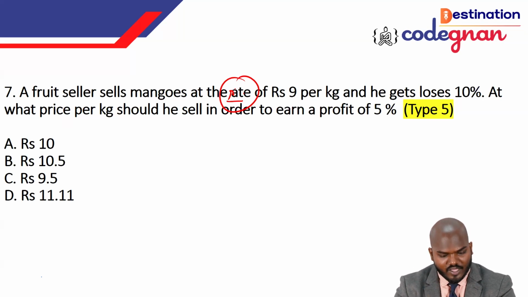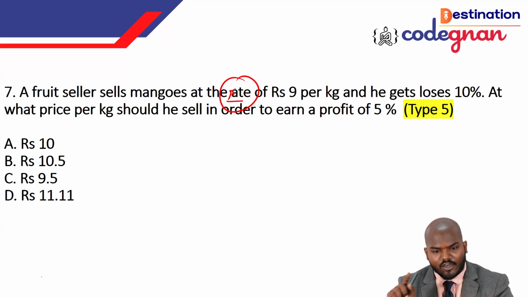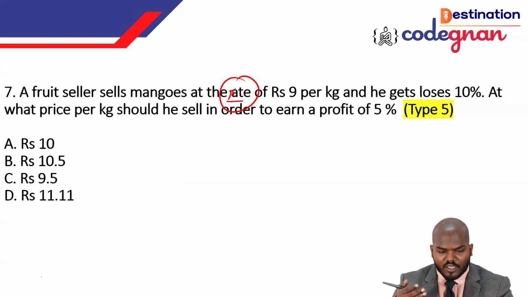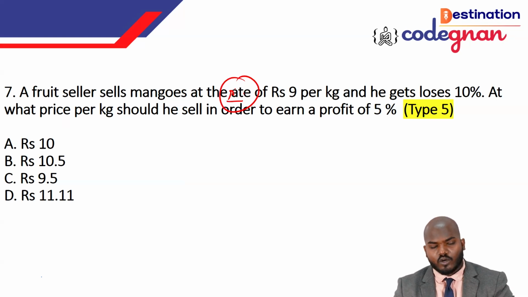Read out once. There is a fruit seller selling mangoes at a rate of 9 rupees per kg. That 1 kg costs 9 rupees, but still he is getting a loss of 10%. Okay, so now at what price can he sell to earn the 5% profit? That will definitely be above 9. Okay, so it will come as one of the values. But we just want to predict it.